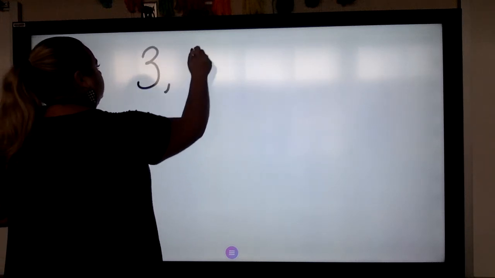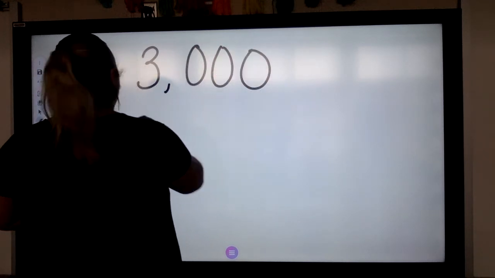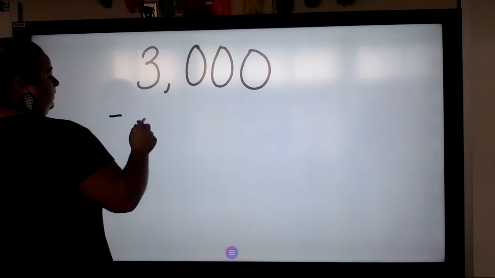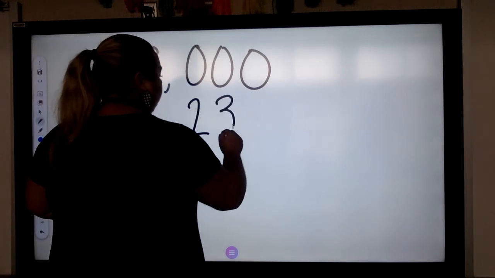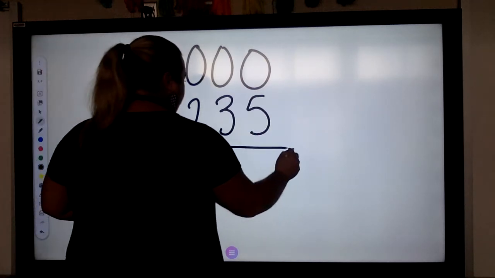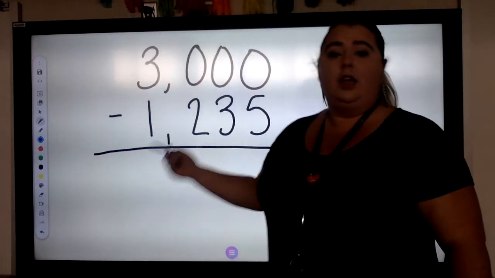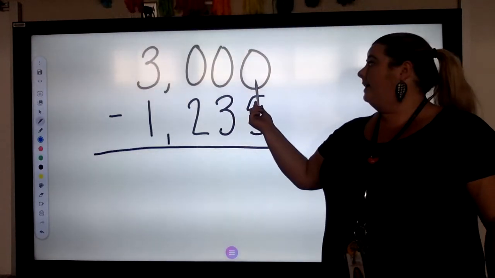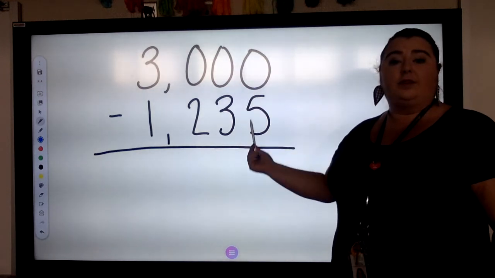Let's try 3,000 subtract 1,235. Okay, now we're ready to begin. Notice my 0 right here, I can't take away 5 because 0 is worth nothing.